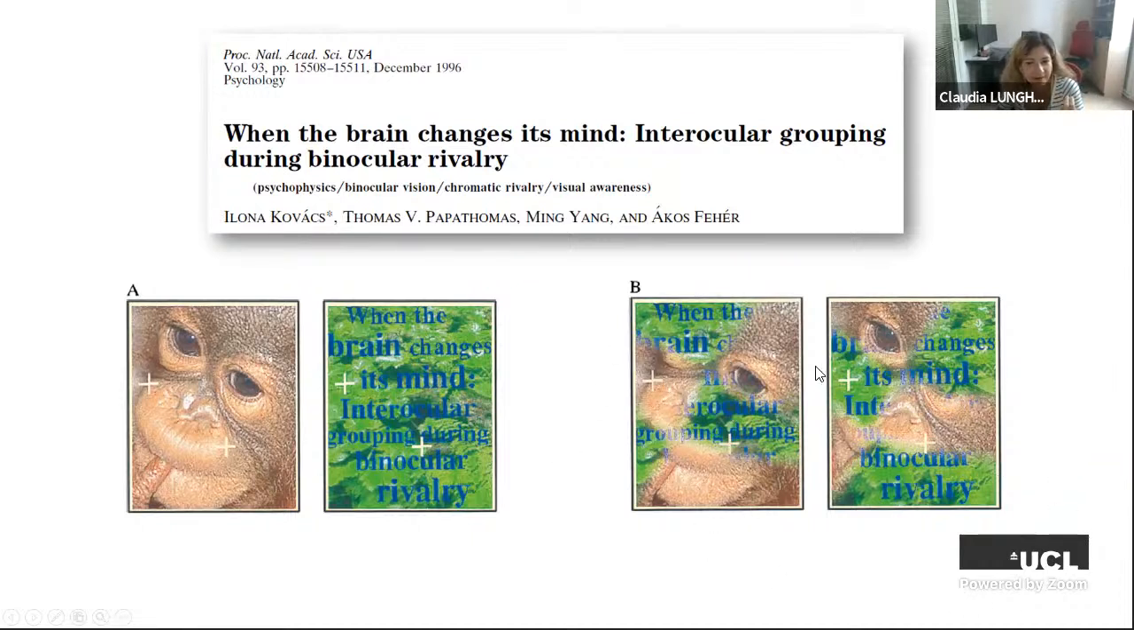So that, for example, in this case, the jungle with the writing or the face of the monkey could result only by integrating, by grouping the information across the eyes. And again, the question was, what happens to binocular rivalry under this stimulus configuration? Will perception alternate between the monocular images, or will perception alternate between the 2 coherent images grouping across the eyes?